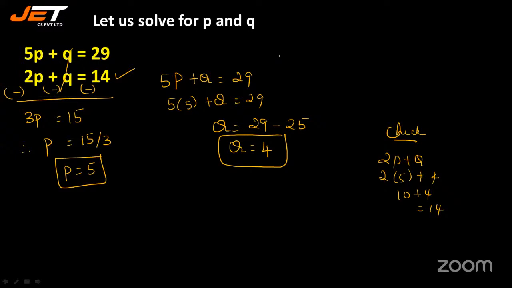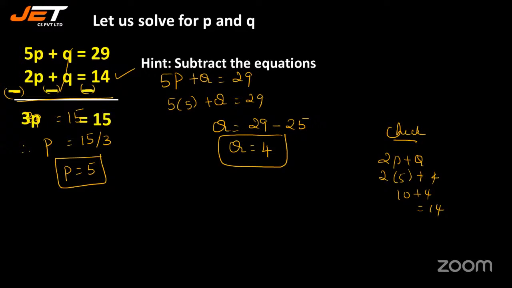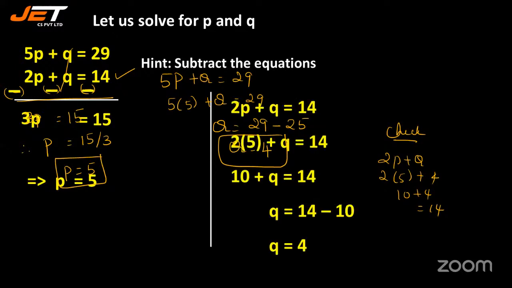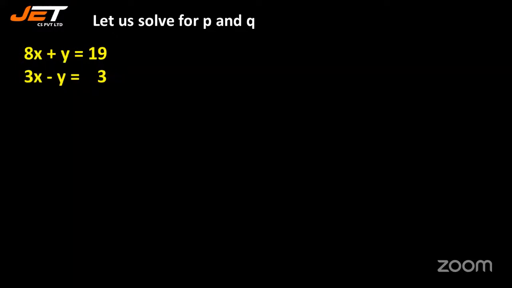All right, students. So please put your answers in the chat box. Right? Fine. Yes. So that's what is being done here. So P is 5, Q is 4. All right. Now see here.